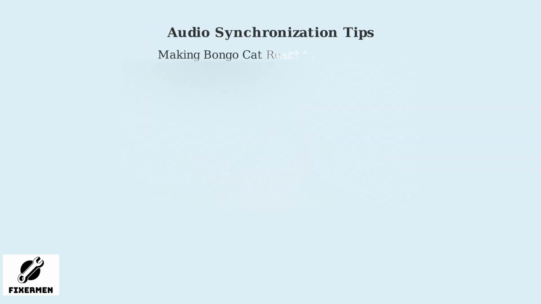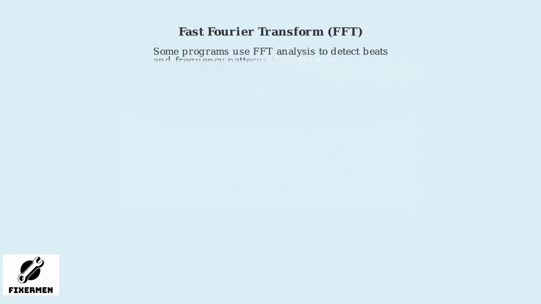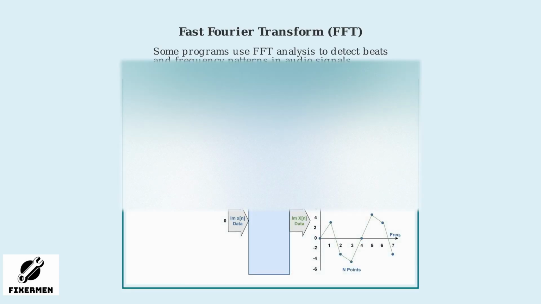Audio synchronization allows Bongo Cat to react to your keyboard presses, mouse clicks, or microphone audio in real time. Many synchronization tools use Fast Fourier Transform, or FFT, to analyze audio signals. FFT converts time domain audio into frequency components, helping detect beats and rhythms. To get started, configure your software's input settings. Most tools allow you to map specific keyboard keys, mouse clicks, or microphone input directly to Bongo Cat's animation triggers.